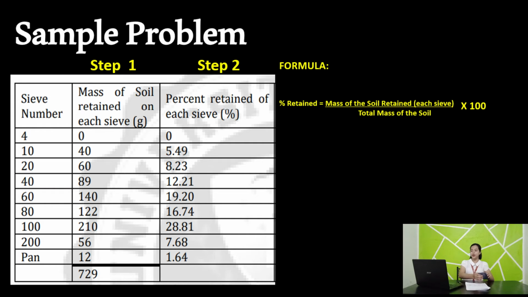So for example, since naa na may answer diha, we also need to calculate for clarification and for accuracy. For example, in sieve number 10, naa tay timbang 40. 40 divided by 729, which is the total mass, times 100. So the answer is 5.4869. Na-round off na siya, mao na siya 5.49.